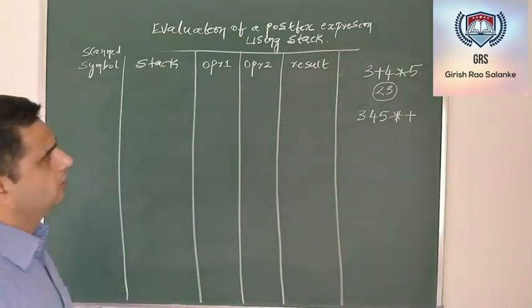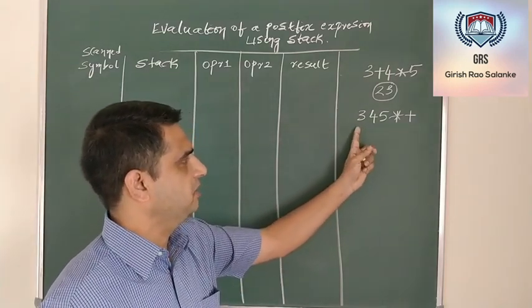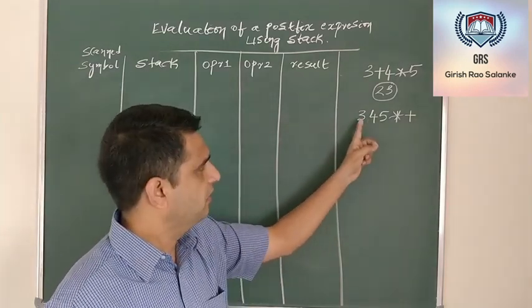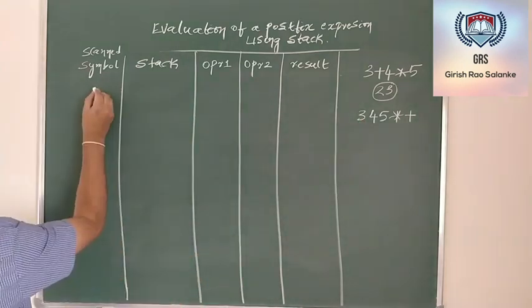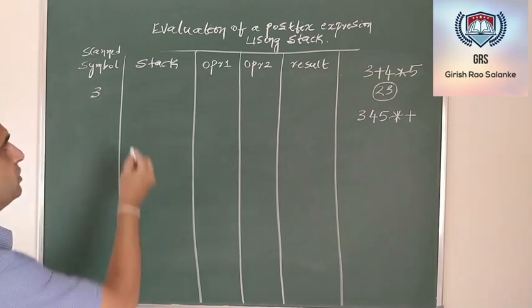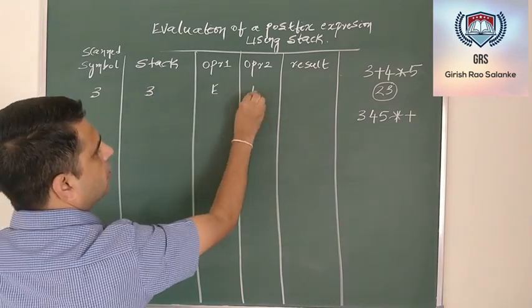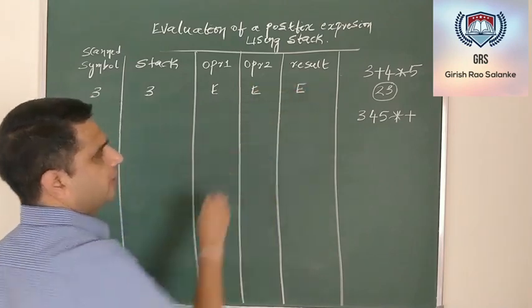This is my result. Now what the algorithm says, this is my input. The algorithm says scan the expression from left to right. The first scan symbol is 3. If it's an operand, push it onto the stack. Now this is empty. Even my result is empty at the first.